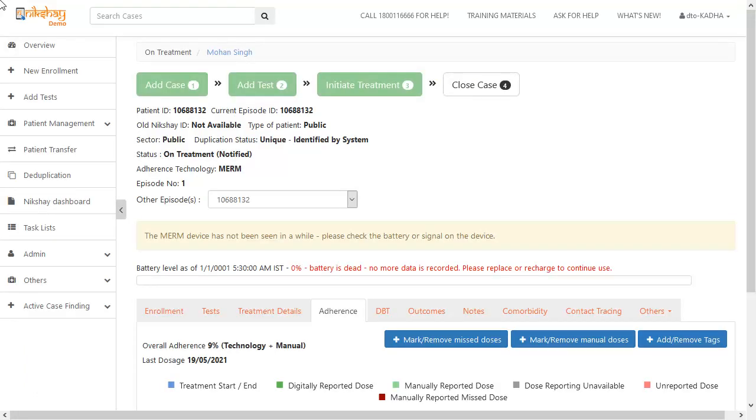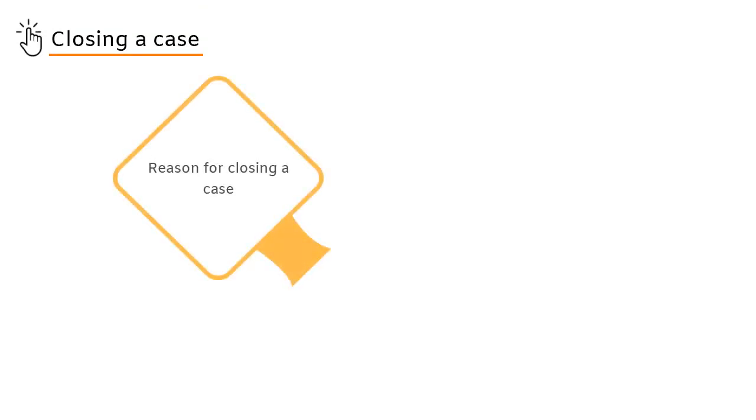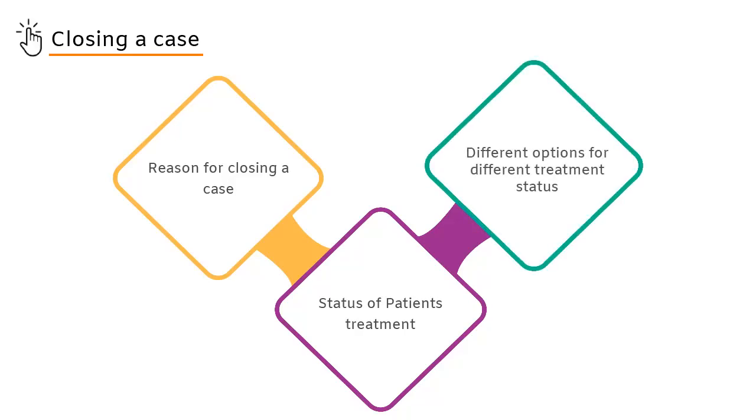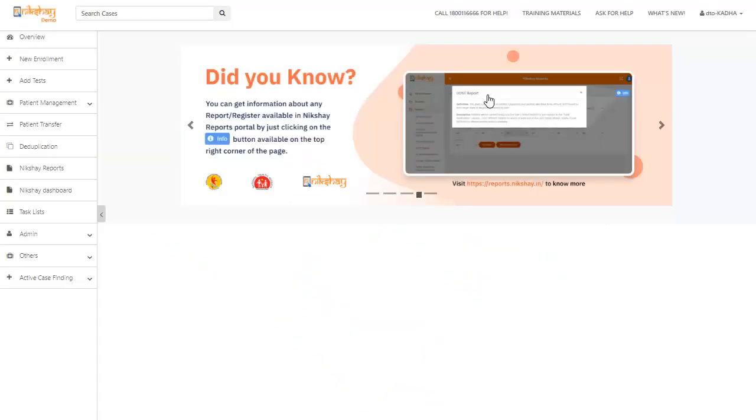A patient's record may be closed by going to the Close Case tab in the Patient Management interface. When you close a case, you have to select a reason for it. The reason that you are provided depends upon the status of the patient's treatment. For patients undergoing treatment, there are a different set of options as compared to patients who have not started the treatment. Once you have logged in, under Patient Management, you will find Presumptive TB.